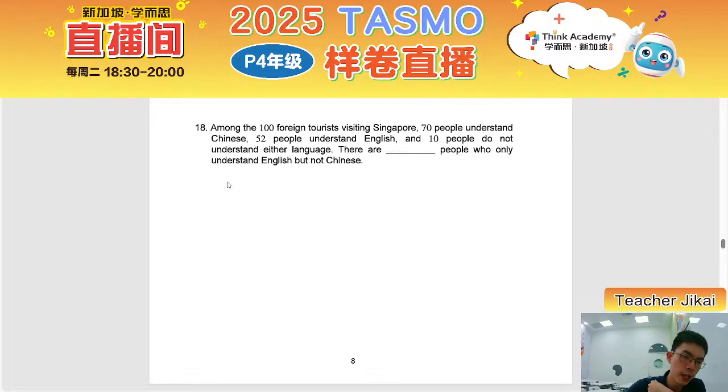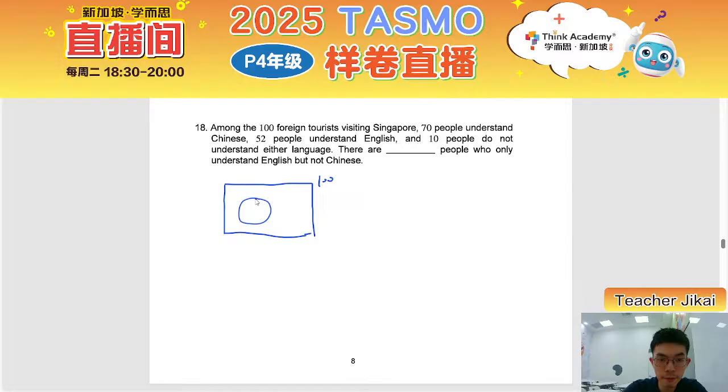So for this kind of inclusion and exclusion problem, we have a tool to help us. What is it? It is a Venn diagram, right? So you just draw the Venn diagram first. So in total, we know we have 100 tourists, and some of them speak Chinese, some of them speak English. So for Chinese and English, we have two sets here.